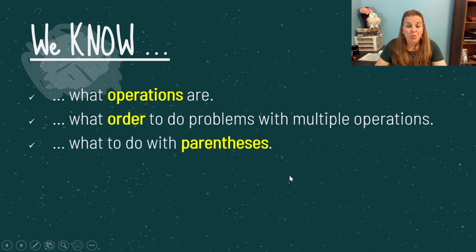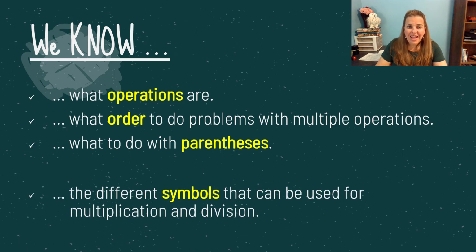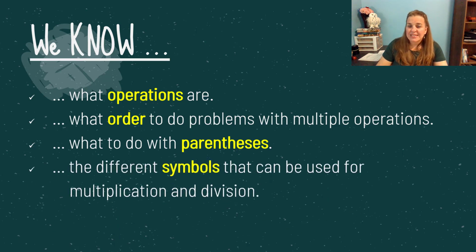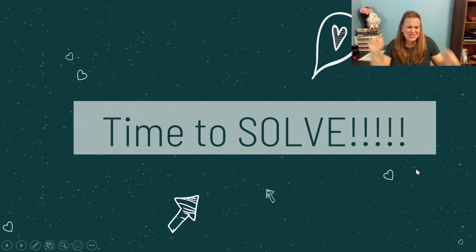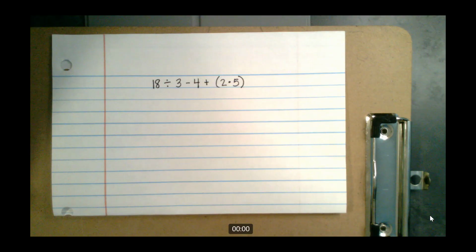We know what to do with the parentheses when we see it in our problem. And we know the different symbols that can be used for multiplication and division. And because we know all four of these, we now get to solve. My favorite part. You're going to need some notebook paper. Let's get ready to solve.